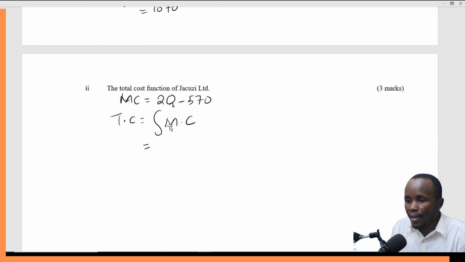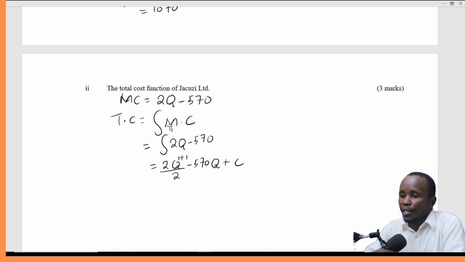I come here and integrate 2Q minus 570. From the rules, for 2Q, I add 1 to the power and divide by the new power, minus 570Q, then plus C.